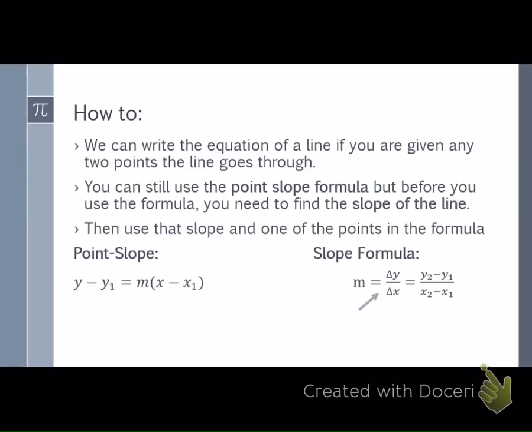If you're given two points, unless one of those points is the y-intercept, you're not going to be able to write it into slope-intercept form. But you can still use point-slope form. All you first have to do is find the slope using the change in y over change in x. Make sure you're putting your y's on top and your x's on bottom. Then you can use one of the two points, only one of the points, and put it into the formula y minus y1 equals m times the quantity x minus x1. All right? Once you're ready with that, we'll get into some examples here.